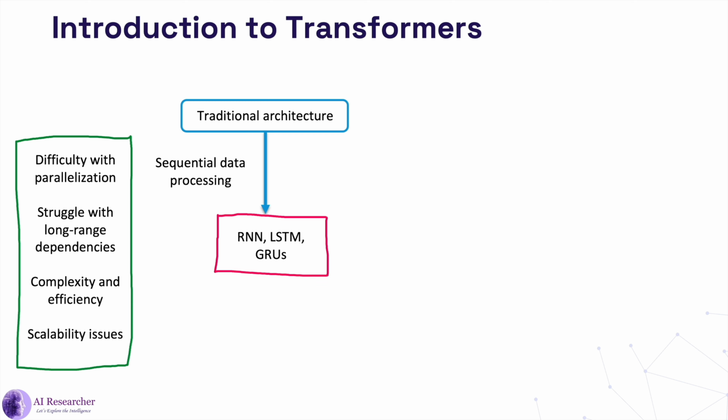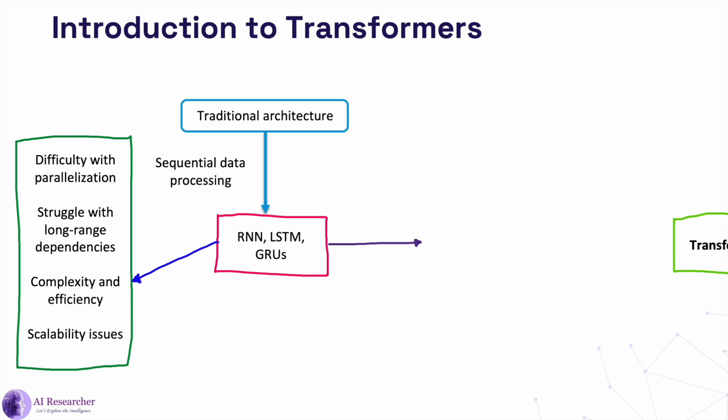We also see a struggle with long range dependency in these models, then complexity and efficiency. There is also a scalability issue. RNN and other models tend to be less scalable when dealing with extremely large data sets. But for many modern applications which require handling large data sets in less processing time, the transformer is an efficient solution. So let's talk about the transformer.